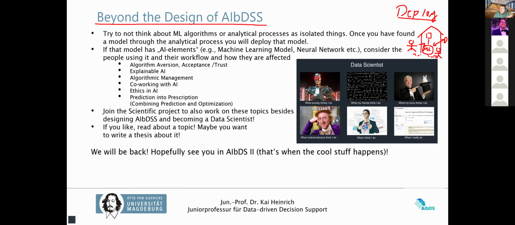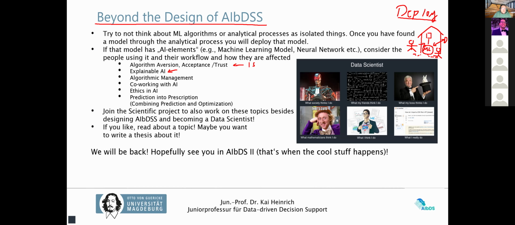Importantly, I want you to not take an isolated look, because you should be better educated. There are some topics that we work on that surround this whole thing, for example human-AI communication. So we have algorithm aversion, acceptance, and trust, which is an information systems, IS, thing.